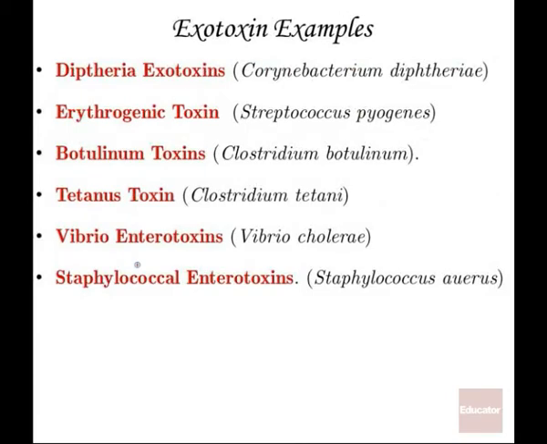So some examples. Now, these are pretty serious diseases. Diphtheria produces toxins. Streptococcus pyogenes produces erythrogenic exotoxins. We have botulism. We have tetanus. We have Vibrio, remember Vibrio cholerae. We have staphylococcal enterotoxins. Staph aureus creates toxins as well. So these are pretty serious diseases, and they're all caused by toxins.